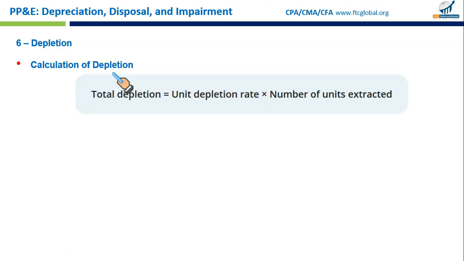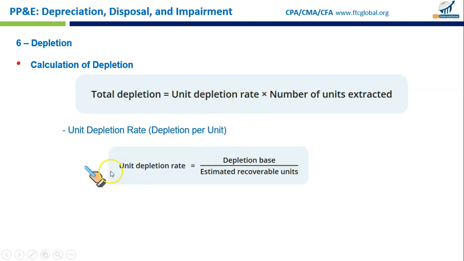Calculation of depletion for the period. This is how we calculate depletion. Unit depletion rate is calculated using the formula we discussed in the previous slide. Unit depletion rate is the depletion base divided by the estimated recoverable units. So you use this rate.